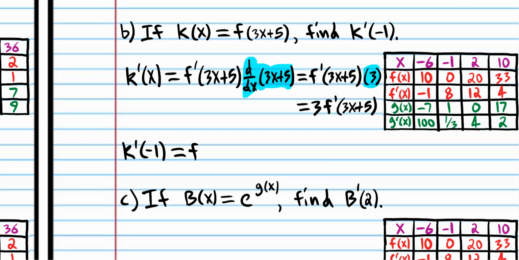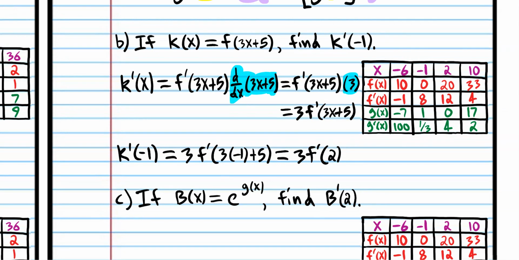So we have 3 times f prime of 3 times -1 plus 5. And if we do the math, we get 2. 3 times -1 is -3. -3 plus 5 is 2.